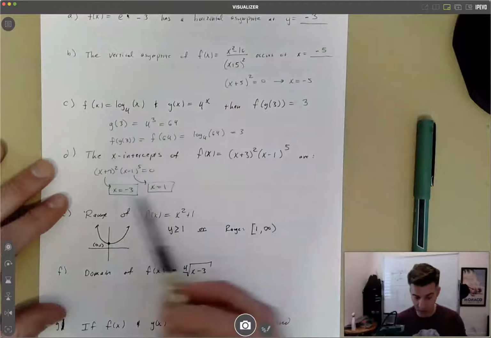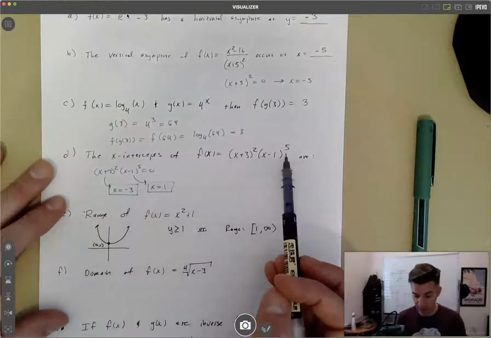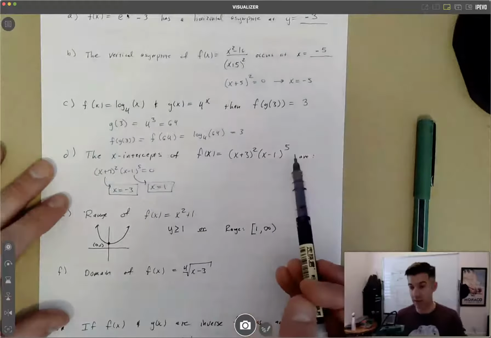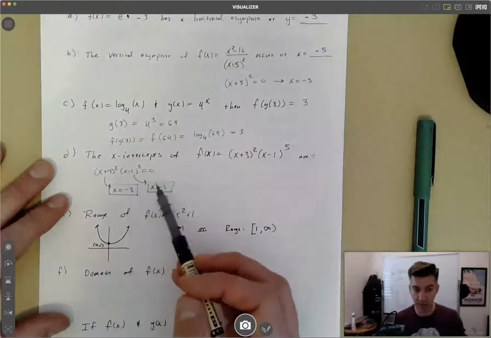This question asks for the x-intercepts of f of x equal to (x plus 3) squared times (x minus 1) to the 5th. We're just seeing where this function ends up equaling 0, which is going to be when x is -3 and when x is +1.